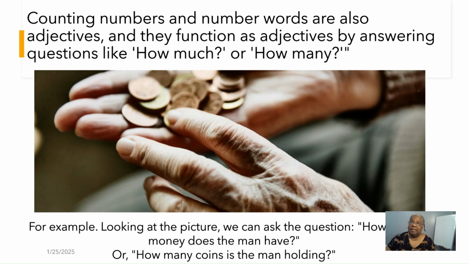Counting numbers and number words are also adjectives, and they function as adjectives by answering questions like how much or how many. For example, looking at the picture, we can ask the question, how much money does the man have? Or how many coins is the man holding?